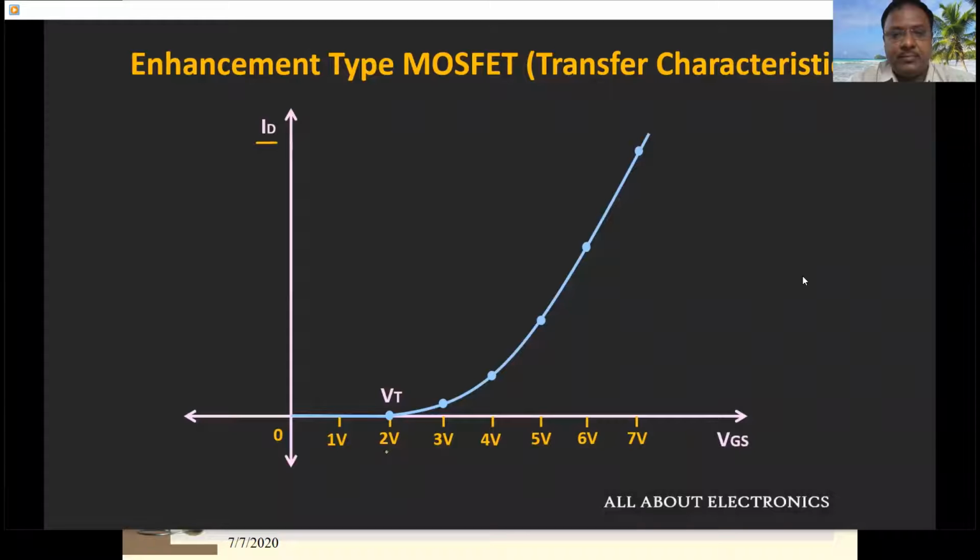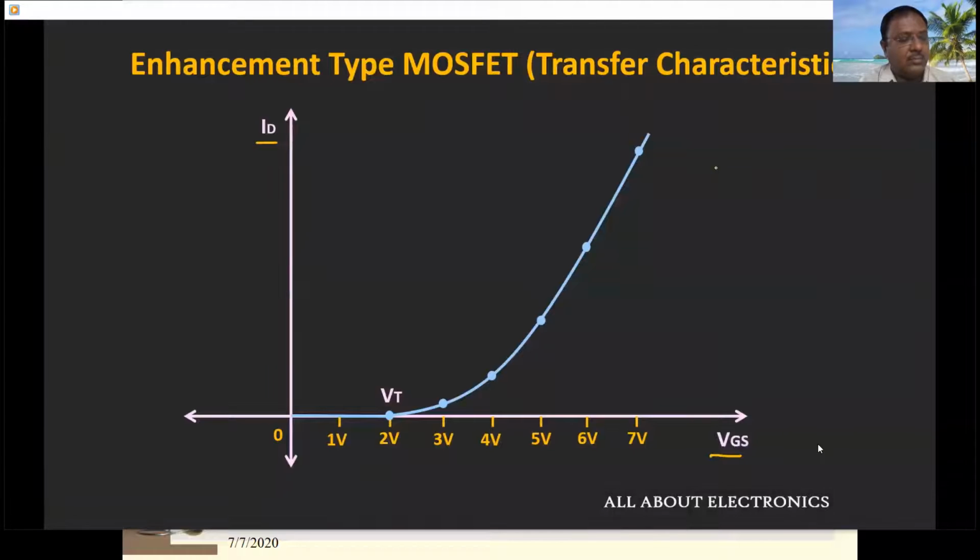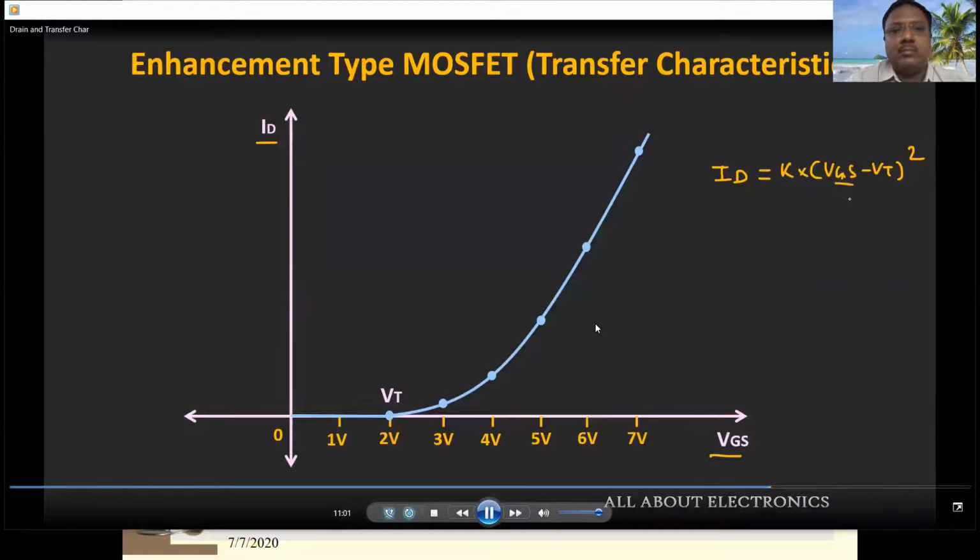So as you can see, up to the threshold voltage, the drain current ID is 0. And after that, as we increase the value of voltage VGS, the drain current ID will increase. The relationship between the current ID and the voltage VGS can be given as ID is equal to K times (VGS minus VT) whole square, where K is the device constant and it depends on the physical parameters of the device. So using this expression, we can find the value of the drain current for a fixed value of VGS. Alright, so far we have discussed the N channel MOSFET.